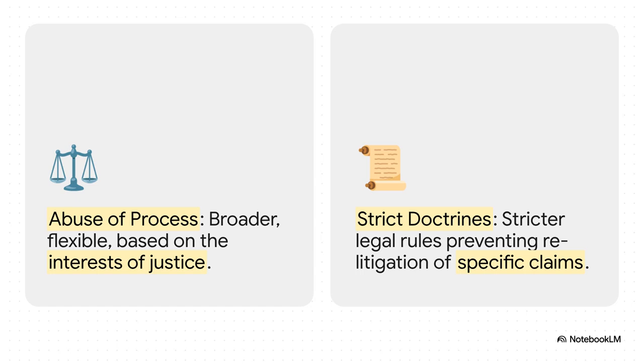Okay, for your exams, this is a huge distinction to get right. The idea of abuse of process is broad, it's flexible, and it's all about what the interests of justice demand. It's different from those stricter, more black-and-white rules like res judicata or estoppel, which are about specific claims that have already been legally stamped done. Abuse of process is like a safety net that can catch situations that those stricter rules might miss.